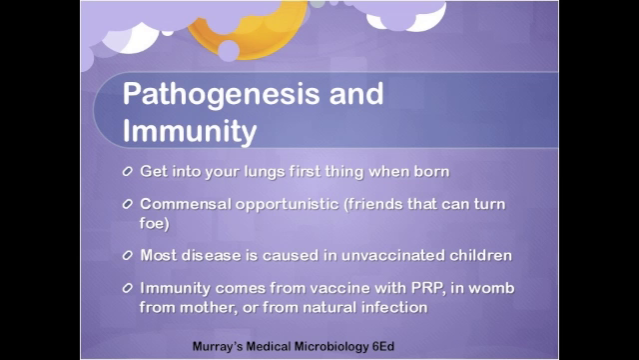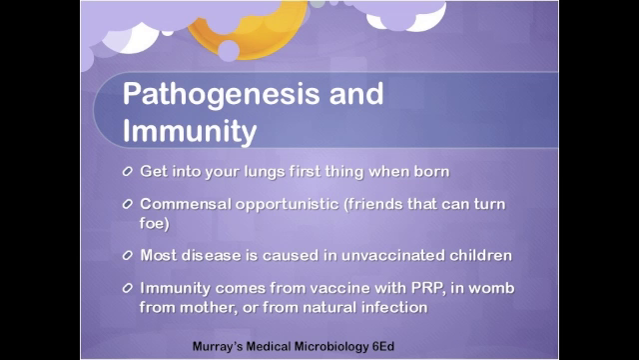H. influenzae first gets into your lungs the first thing when you enter the world. In the womb, you're in a sterile environment. When you are born, H. influenzae first gets into your lungs. It then colonizes there and uses your lungs as shelter and food.